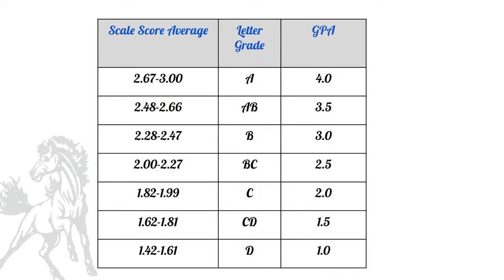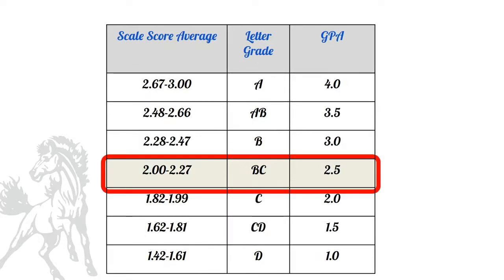When you look at the scale score average, that 2.25 is interpreted to a letter grade, which then turns into a GPA. In this case, the 2.25 is interpreted as a BC letter grade, and in turn becomes a 2.5 GPA average.